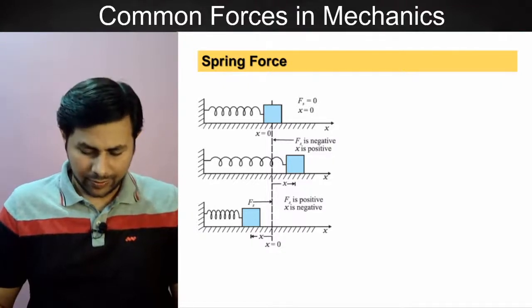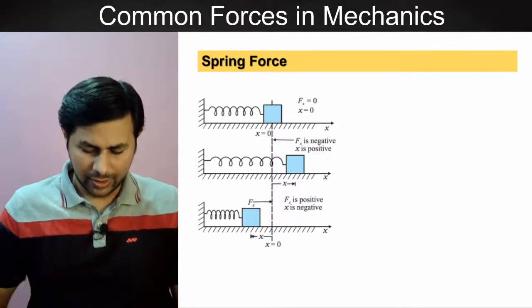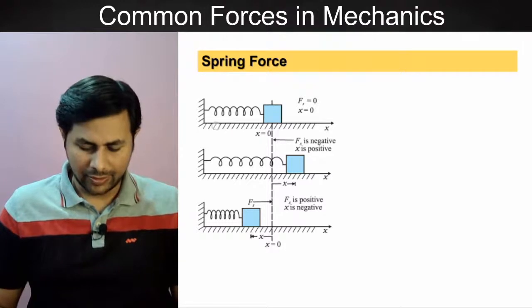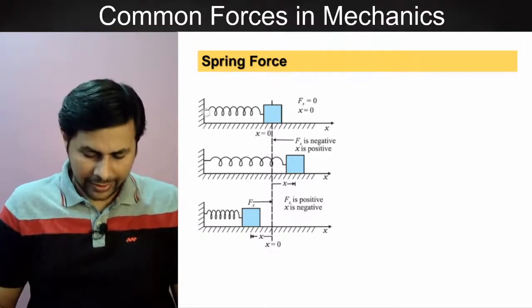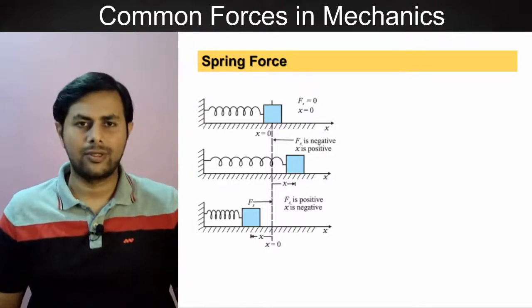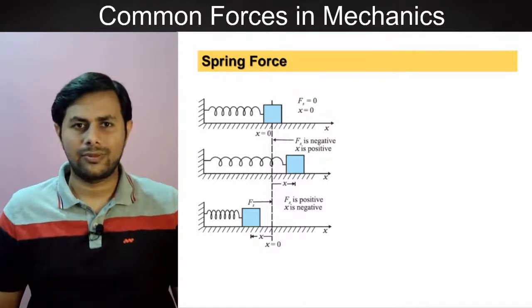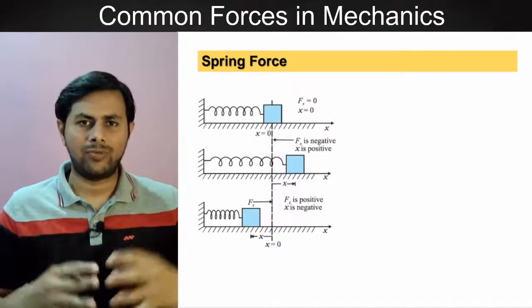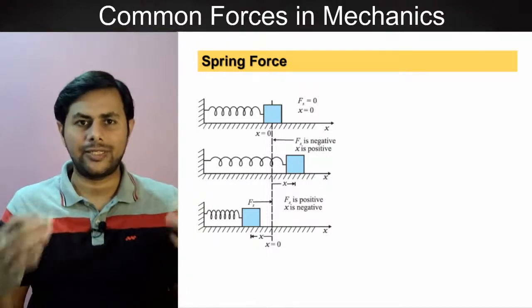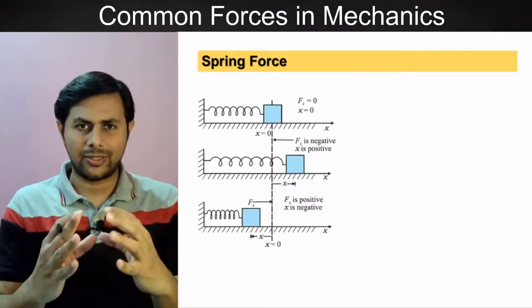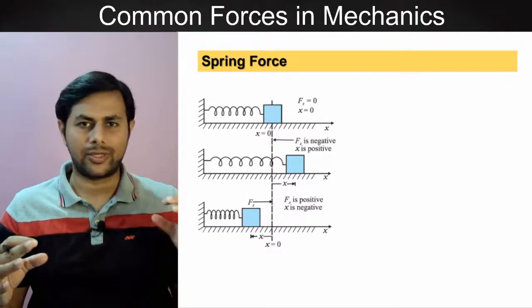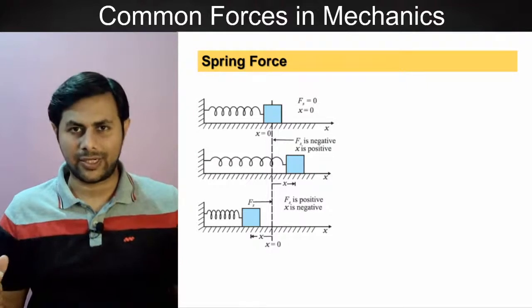Here we have considered a block which is connected to the spring, and it is resting on this horizontal surface, and the other end of the spring is connected to this rigid support. In equilibrium, which means when the sum of all forces acting on a body is zero, the spring will be in its natural condition. It will not be compressed or elongated.